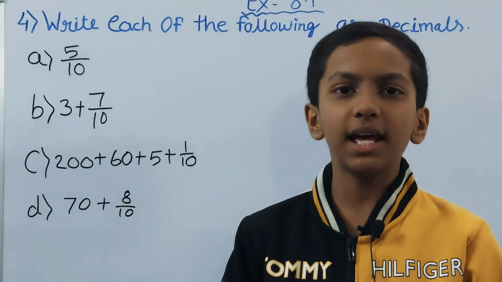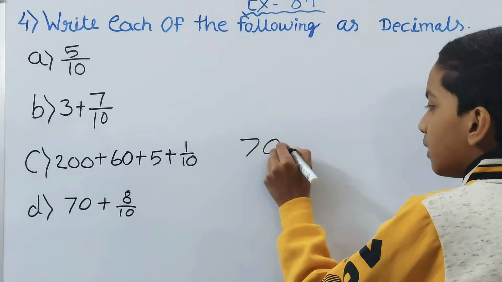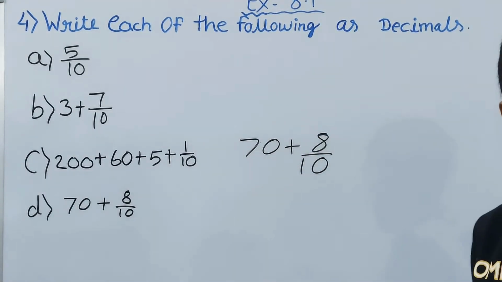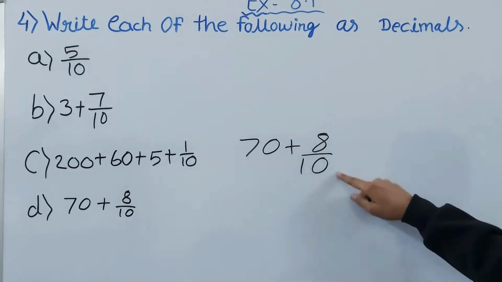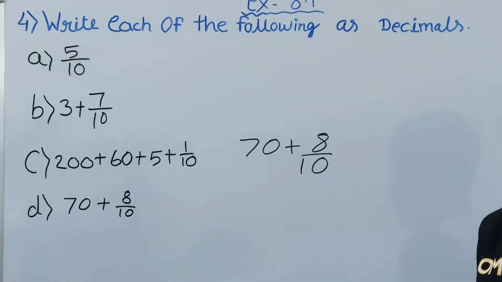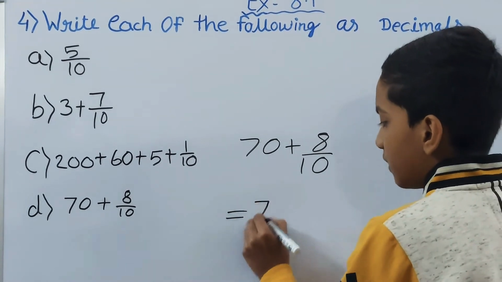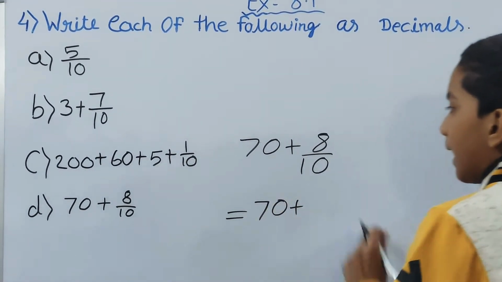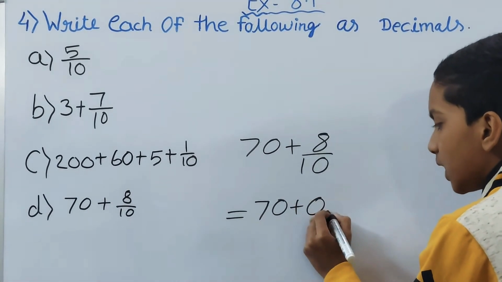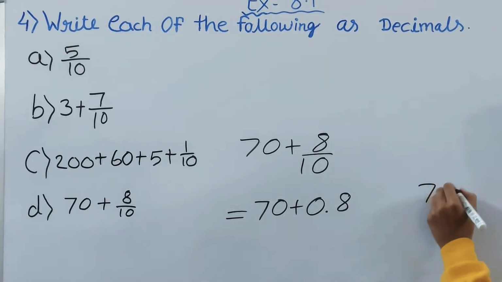Now, friends, let's see the D part. This D part is 70 plus 8 upon 10. Alright. So what will we do over here? As always, we will convert this fraction into a decimal, and then we will add 70 and the decimal which we get. So 70 will be copied down as it is, and this 8 upon 10 will become 0.8 when we convert it into a decimal. So this becomes 0.8.